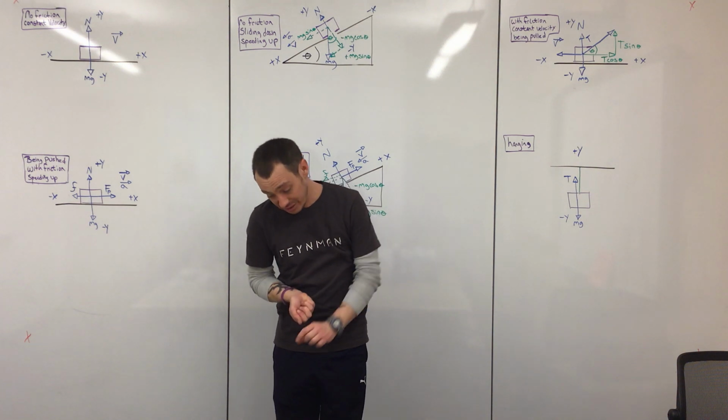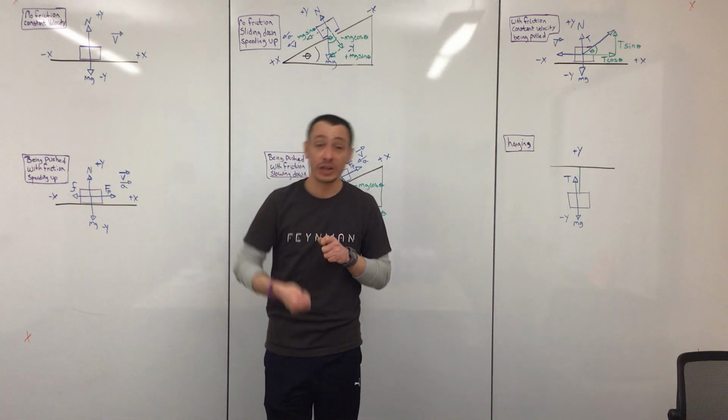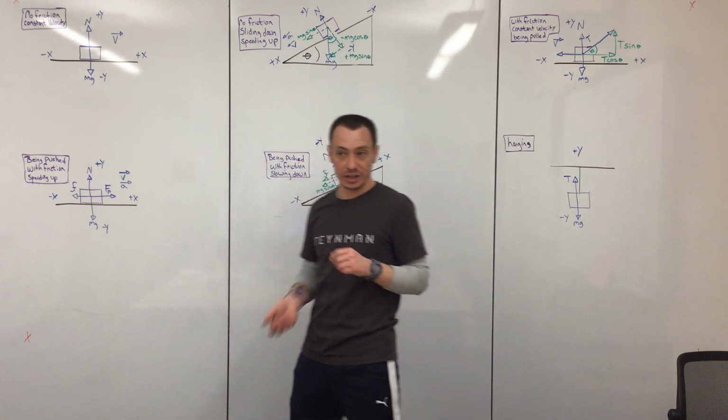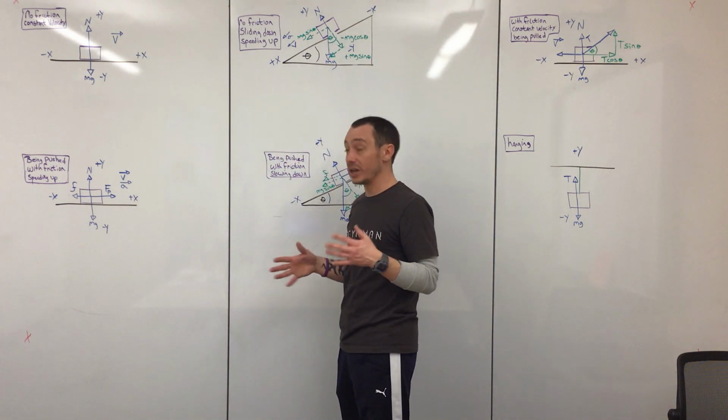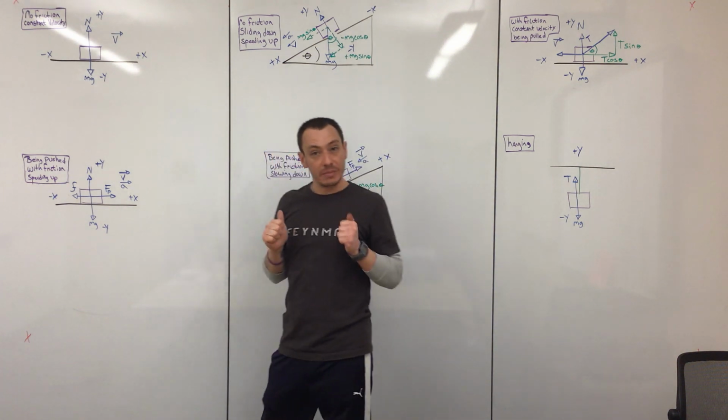If you're balanced, that tension is going to match the downward weight, right? If you're falling or being pulled up, that's going to change. Tension will be more or less in those situations. So that's what the normal force is. Keep that in mind, all right?